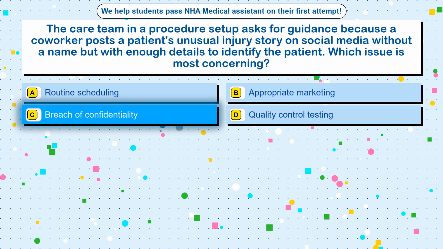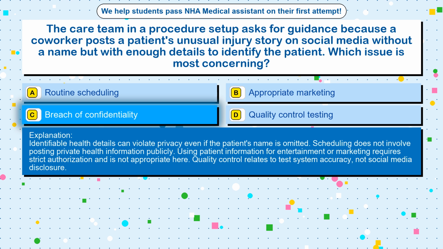The correct answer is option C. Breach of confidentiality. Identifiable health details can violate privacy even if the patient's name is omitted. Scheduling does not involve posting private health information publicly. Using patient information for entertainment or marketing requires strict authorization and is not appropriate here. Quality control relates to test system accuracy, not social media disclosure.